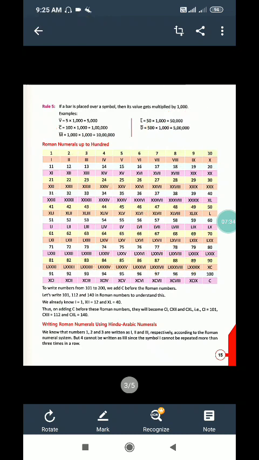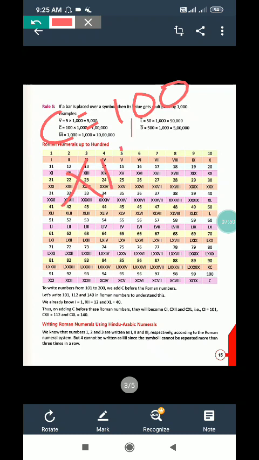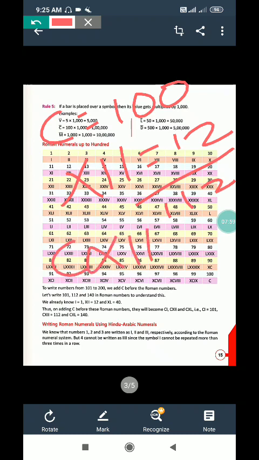Now we will take 112. As we know, C is equal to 100, and 12 we will write as XII, which is equal to 12. That means 112. So how will we write it? The value of 112 is equal to CXII.